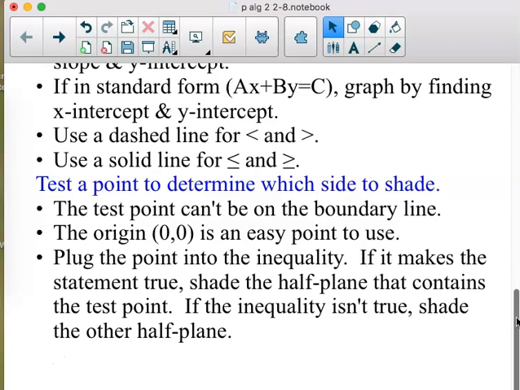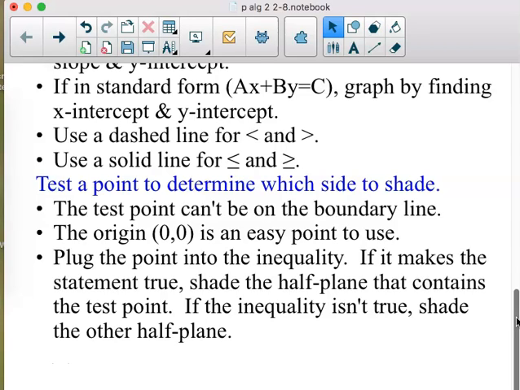And what we do is we actually put it into the inequality and see, is it true? If it's true, then that's where we need to shade. If it's not true, then we know to shade on the other side, because it's one or the other. It's either shading one half of it or the other half. Always has to be. So the test point, don't pick one on the line. That's not where the shading goes. The shading goes on one side or the other of the line.